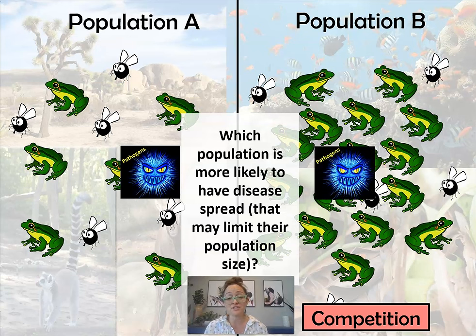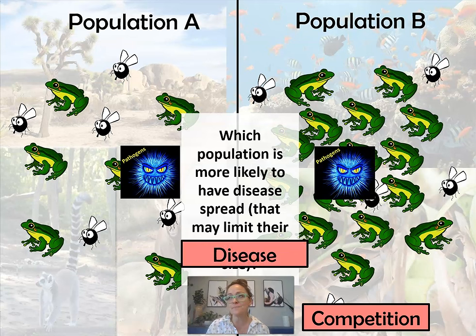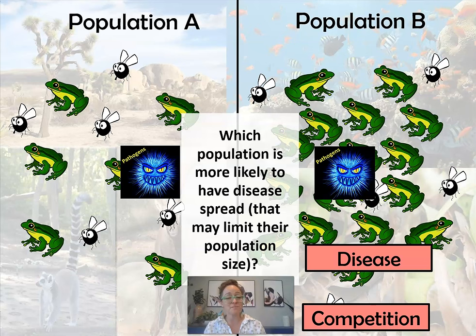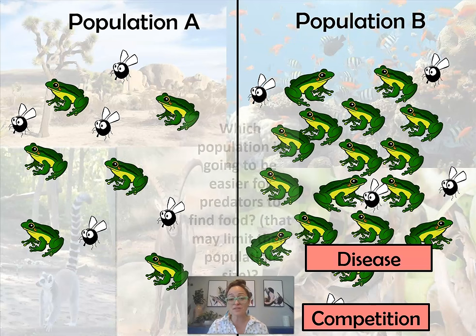Now, which population is more likely to have disease spread? That's also going to be population B. Think about like with COVID, for example, we had the social distancing, the spacing of 6 feet. Like the more spread out we are, the less likely the disease will spread. Same thing in populations. Diseases spread through natural populations in the wild. So the higher your population density, the easier disease will spread and limit how big your population can grow. So disease is really going to have a greater impact the greater the density of the population.